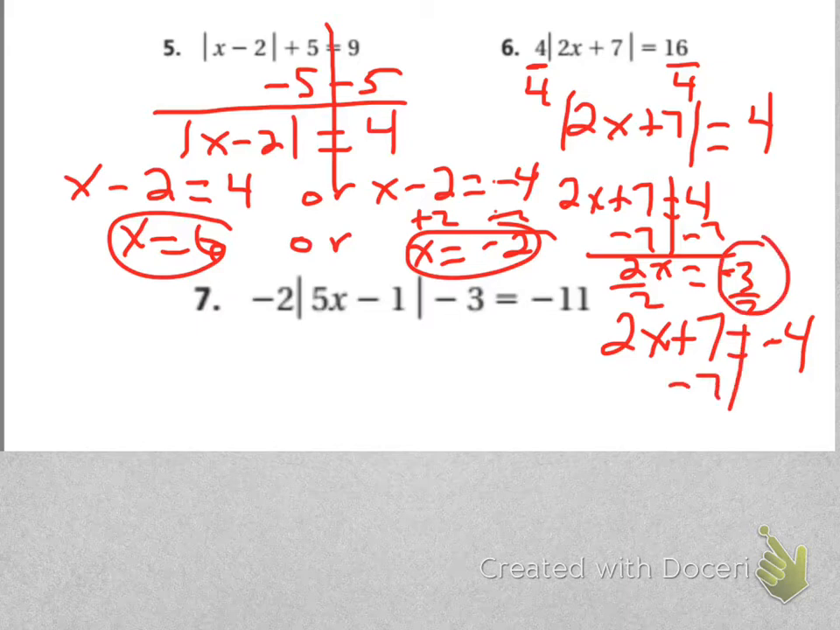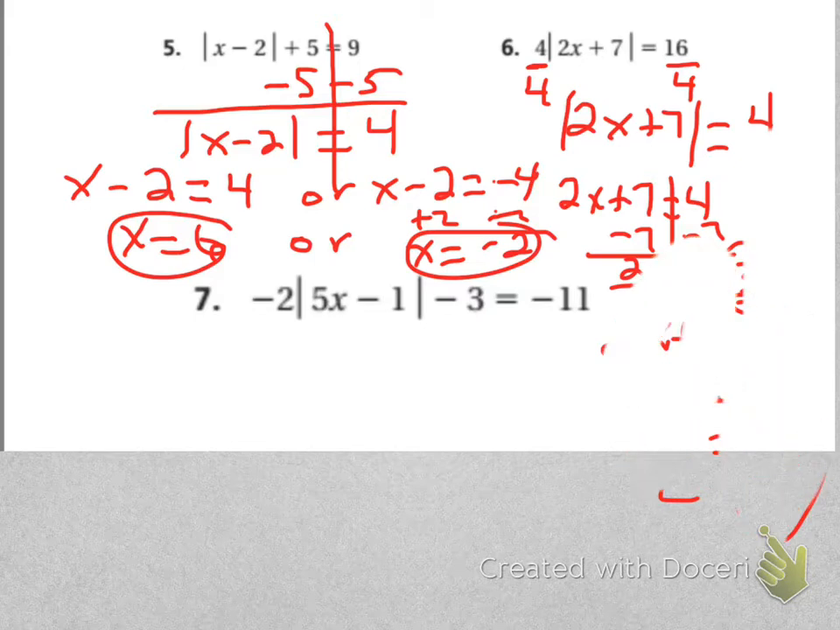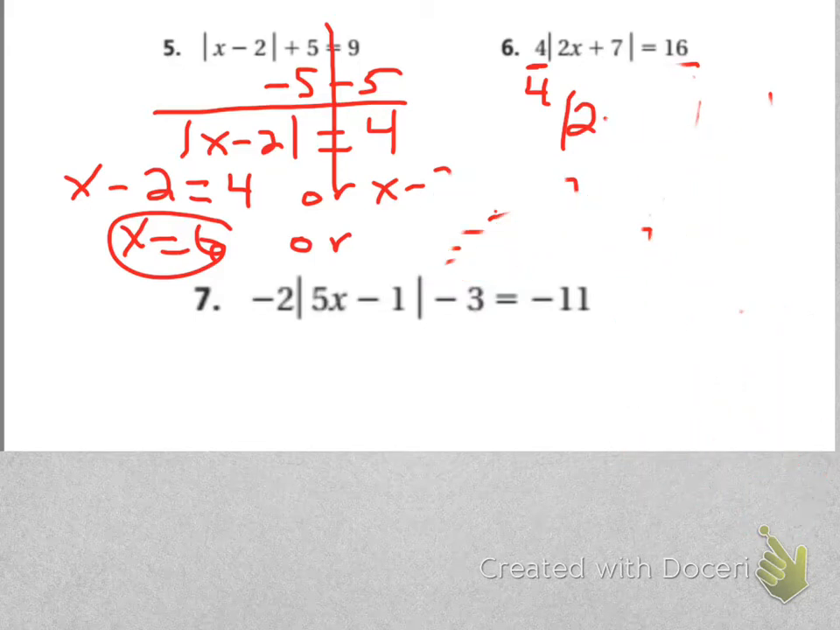Or minus 7, 2x equals negative 11. Divided by 2, so negative 11 over 2. Those are your two answers. Or you could put them in a decimal form, it doesn't matter. Now, let me just erase this to give me some room.